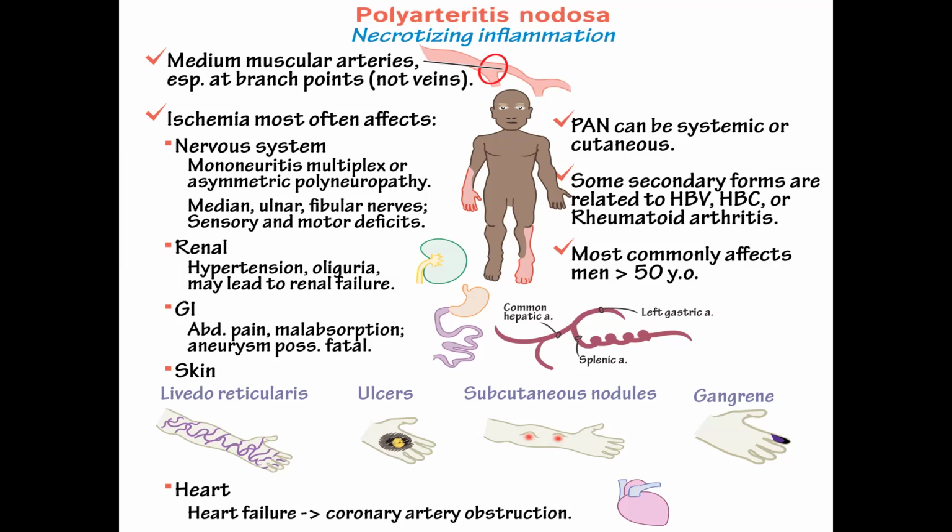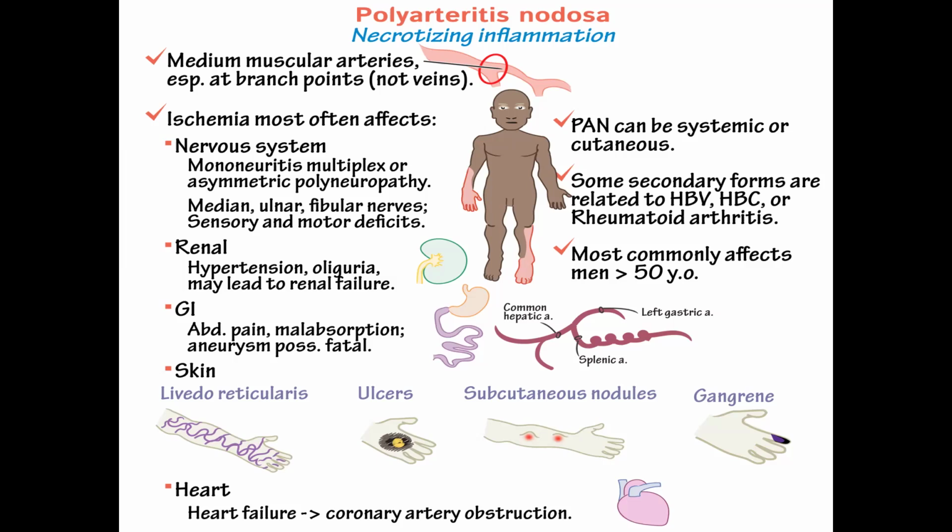Mononeuritis multiplex, asymmetric polyneuropathy. It might affect the median nerve, ulnar nerve, fibular nerves, with sensory and motor deficits. Renal: hypertension, oliguria, may lead to renal failure. GI: abdominal pain, malabsorption, aneurysm, possibly fatal. Skin: livedo reticularis, ulcers, subcutaneous nodules, gangrene.